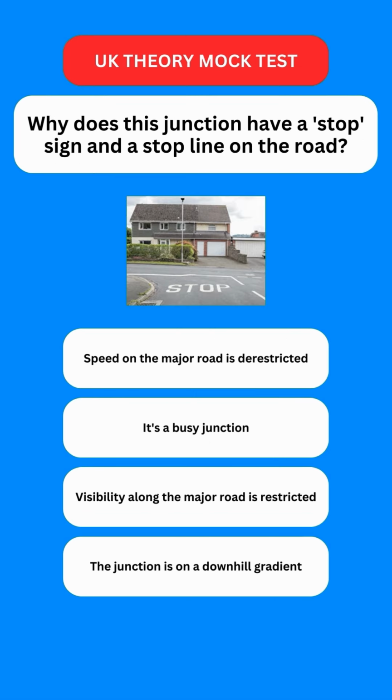Next question is, why does this junction have a stop sign and a stop line on the road? Options are: speed of the major road is de-restricted, it is a busy junction, or visibility along the major road is restricted, or the junction is on a downhill gradient. So the correct option is the third one, because visibility along the major road is restricted, so you should definitely stop here before moving off.